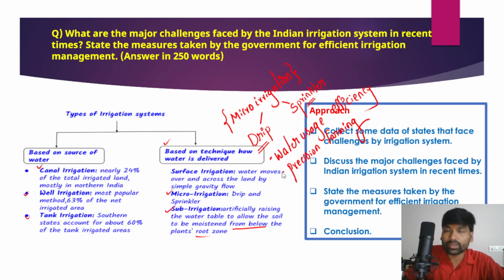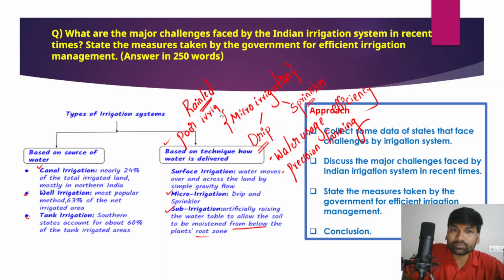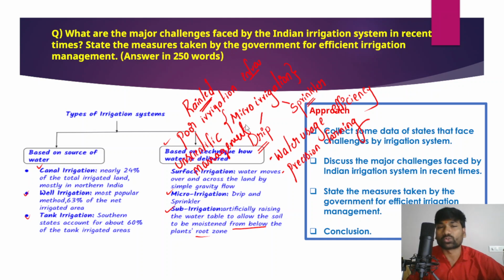Right? So if you look at the Indian agriculture sector, Indian agriculture is mainly rain fed. There is poor irrigation infrastructure in India. Now apart from poor irrigation infrastructure, the other major problem is the unscientific management of the water resources. So this is another major problem, unscientific management of water resources.